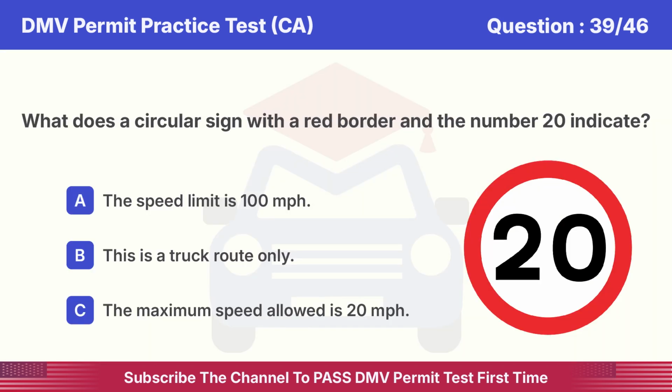Question 39. What does a circular sign with a red border and the number 20 indicate? Option A, the speed limit is 100 miles per hour. B, this is a truck route only. C, the maximum speed allowed is 20 miles per hour.